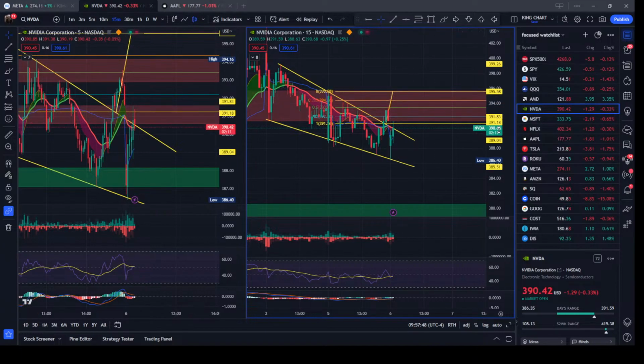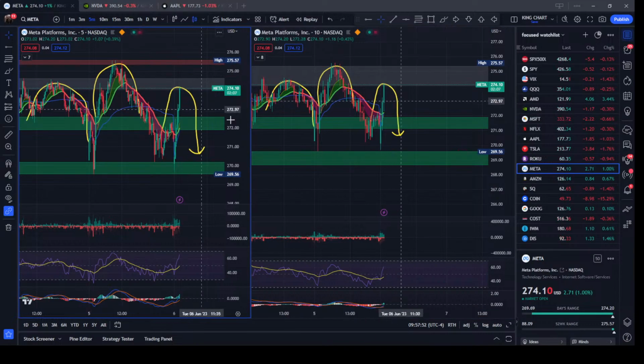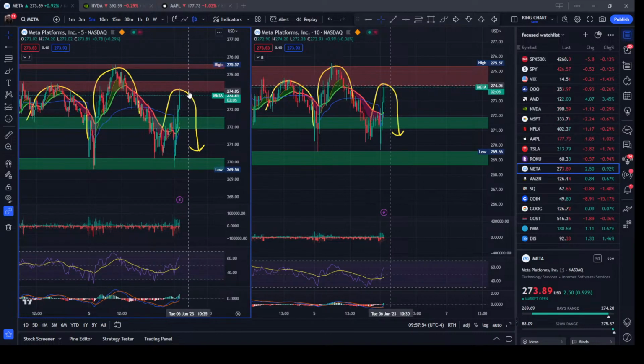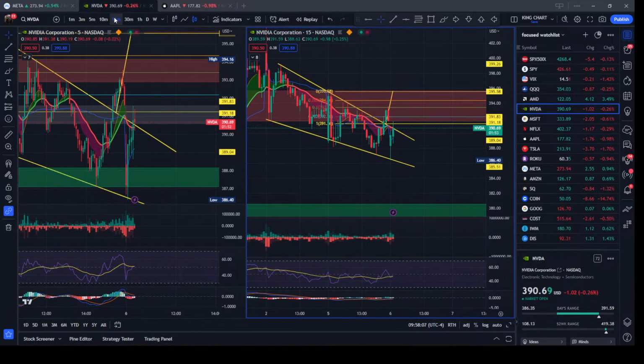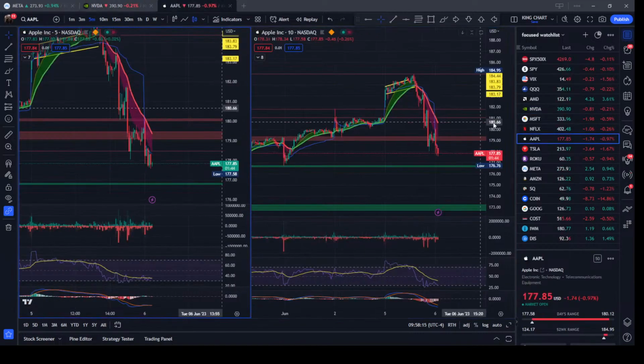The 15-minute candle is about to close in 2 minutes, along with the 5. Meta is hitting our 274. I wonder if we're going to get a rejection here soon. We'll wait to see when that tops out. NVIDIA, as long as we're in this zone here, I think we're good for the upside.